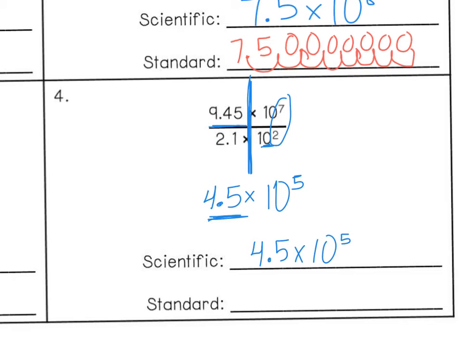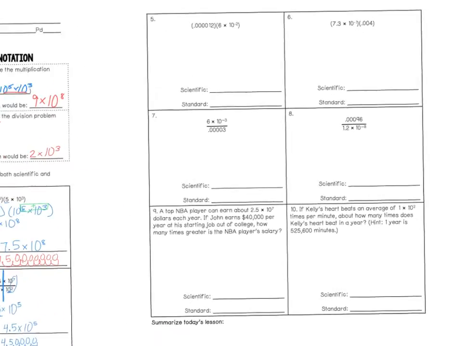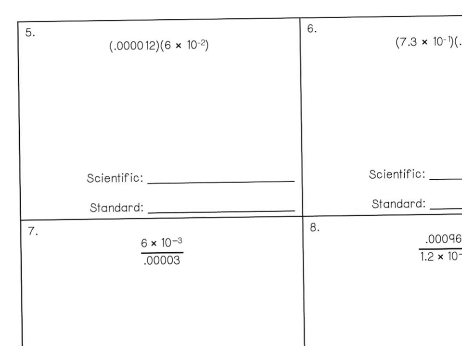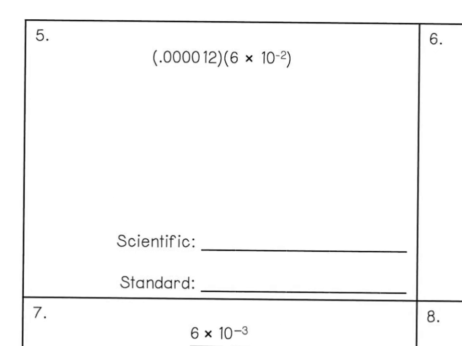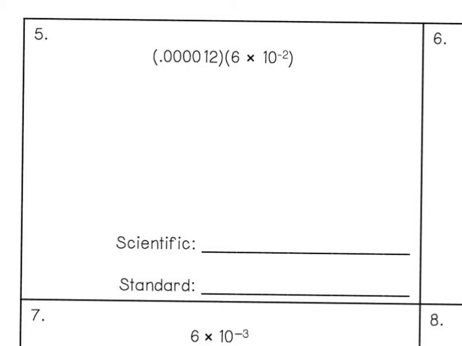And our standard form, 1, 2, 3, 4, 5. So we have 450,000. All right, for the back, we have a couple cases where we have one in scientific notation and the other numbers in standard form. So we are going to just do one of each, and then you can try the others on your own.